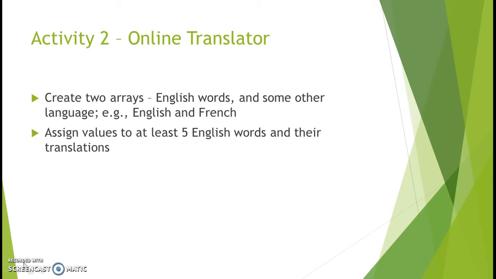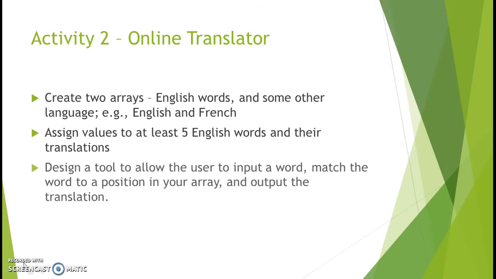So what you're going to do is create 2 arrays, and in compatible positions put English words and their translations. And this can stand in for an English-French dictionary, for example. What I'd like you to do is implement the capacity to have the user input a word, match the word to a position in your array, and output the translation.